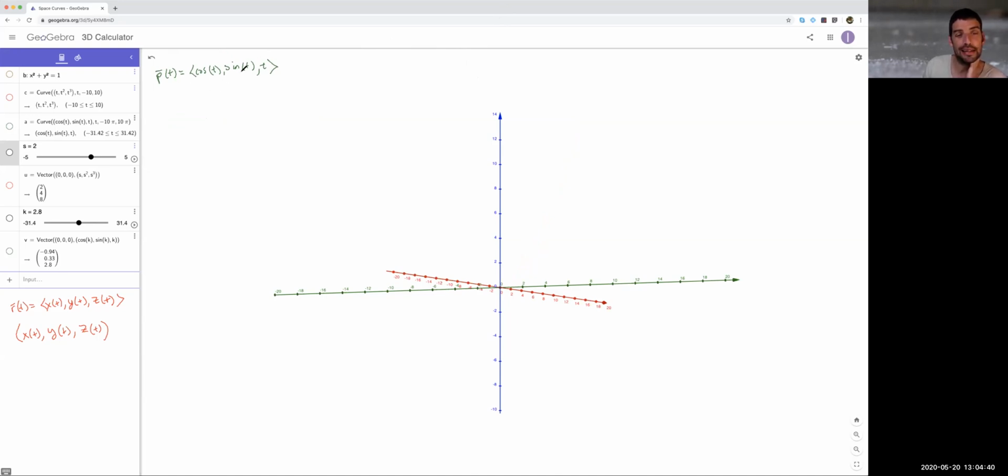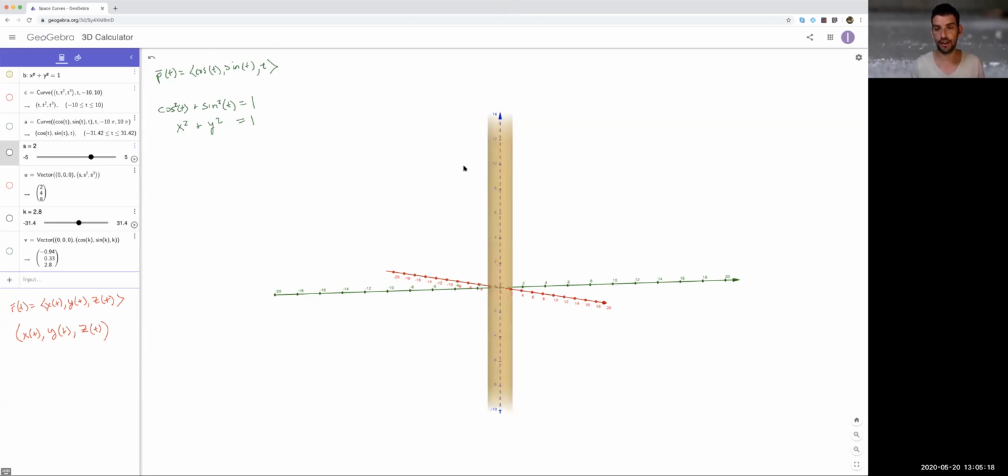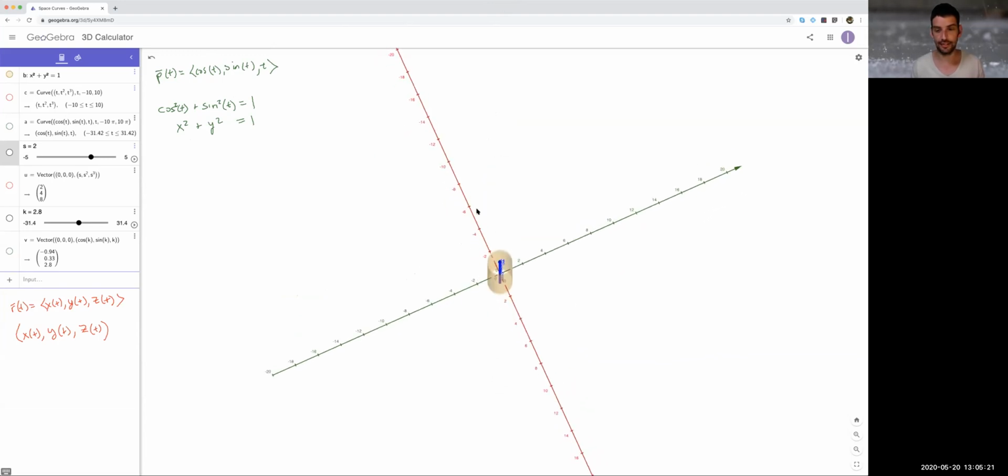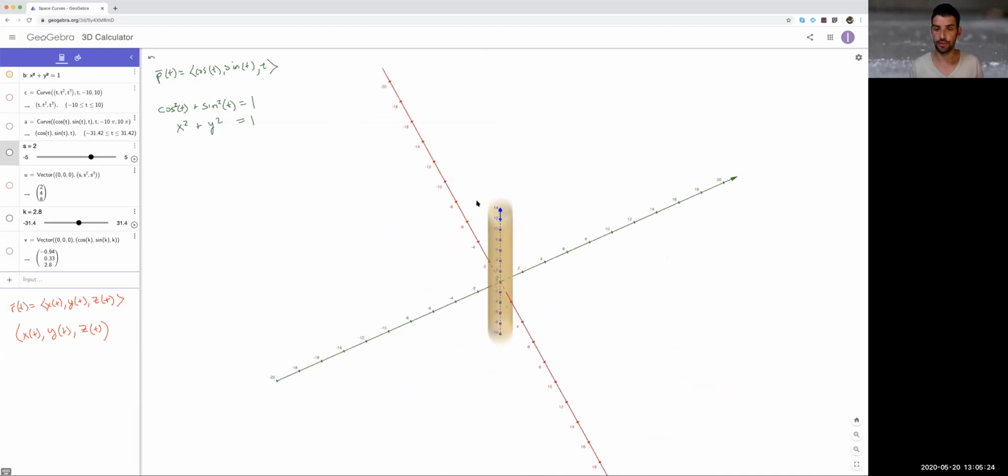So one thing we might think about in visualizing this is the fact that we have this relationship from trigonometry. Cosine squared plus sine squared is always equal to 1. In this case, that means my x coordinate squared and my y coordinate squared, their sum is 1. Which is another way of saying that the graph of this must live on this cylinder, which is the cylinder with the equation x squared plus y squared equals 1, right?